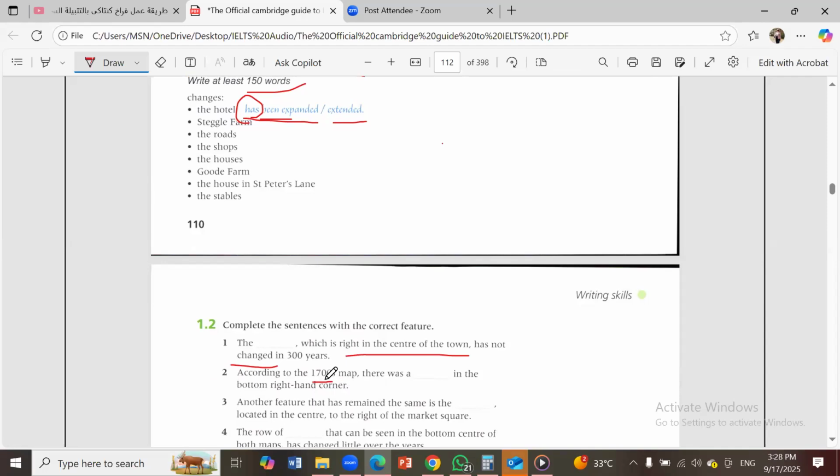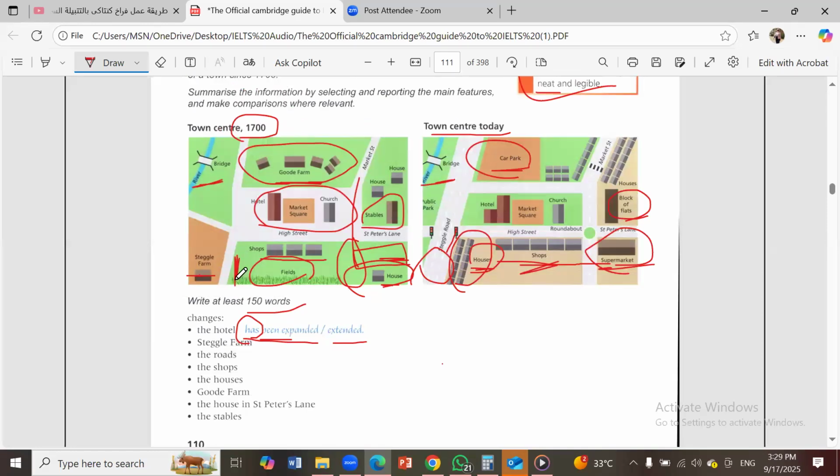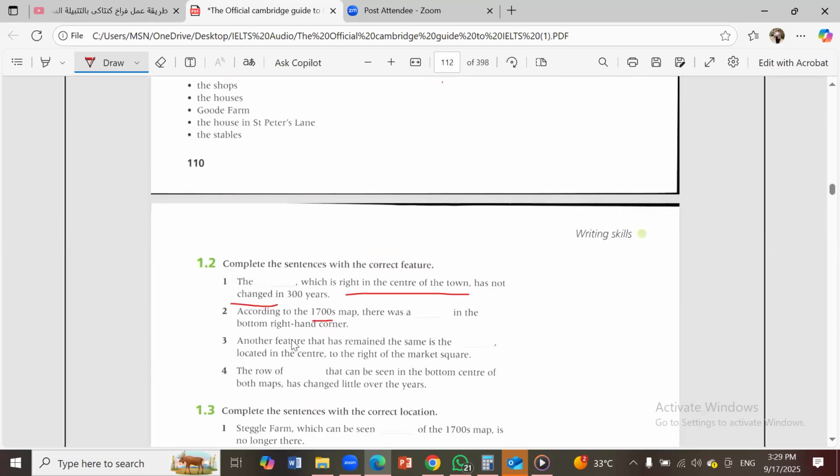According to the 1700 map, there was a what in the bottom right hand corner? The bottom right hand corner in the first map. A house. House, right. So we can say the house that was in the bottom right hand corner was what? Was moved, or is moved, or has been moved, according to the tense you are using.